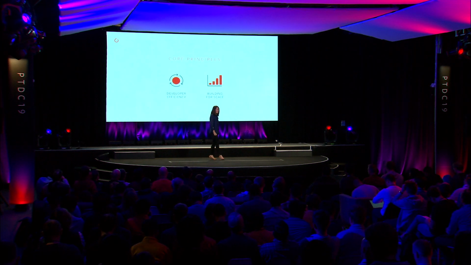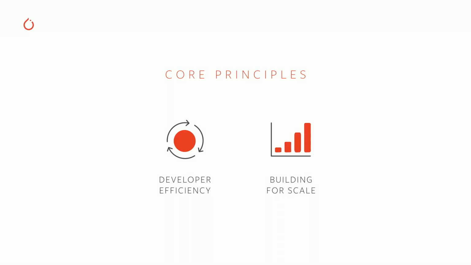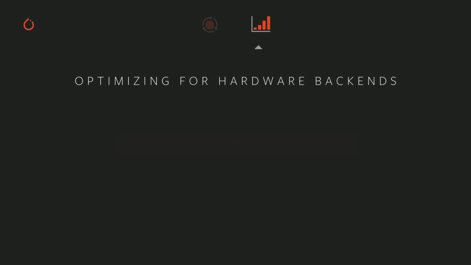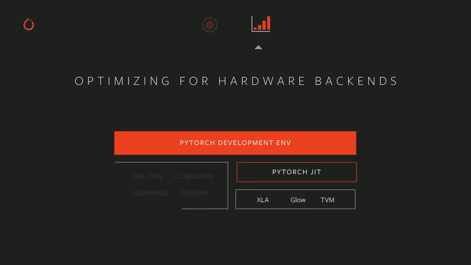Let's come back to the two core principles and talk about how we think about building for scale. Building for scale here means to provide high-performance execution over a wide variety of hardware. In particular, here scale means we would like to scale up to run on very beefy hardware, to scale out to run on large clusters, and scale in to execute efficiently on embedded devices. First, let's take a look at how we think about optimizing for hardware backends.